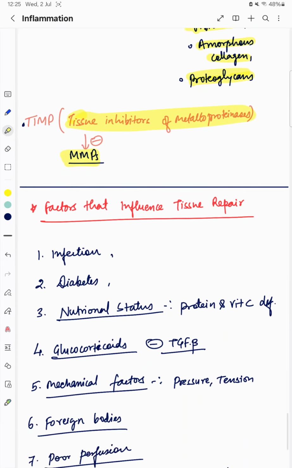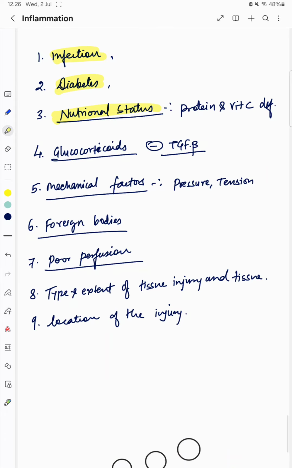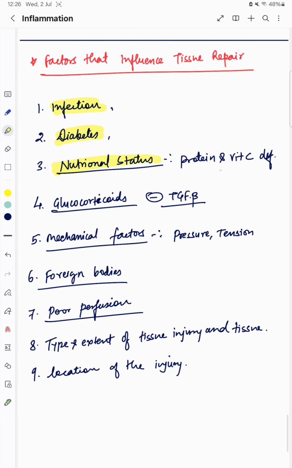Now we will see the factors that can influence or affect the tissue repair. First is infection. Infection of the injured site can result into the delayed tissue repair. Diabetes can also delay the repair of the tissue. Nutritional status, deficiency of protein and vitamin C will also result into the delayed healing, as these are very important for the connective tissue deposition. Glucocorticoids inhibit the TGF beta. As we know, TGF beta is the most important cytokine for the deposition of connective tissue.